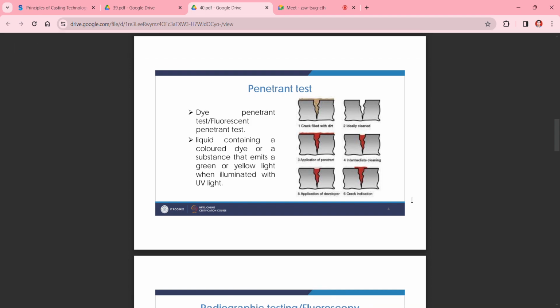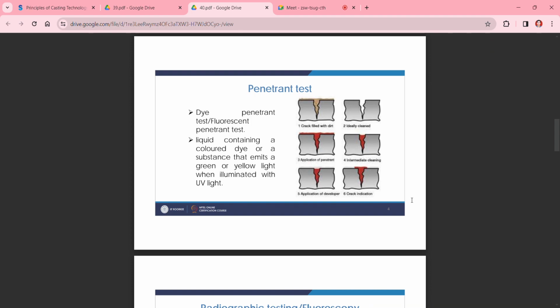Wherever there are defects on the surface of the casting, that dye is going to penetrate inside that surface. And most of the time, by naked eyes you will not be able to see where that dye has penetrated inside the surface.